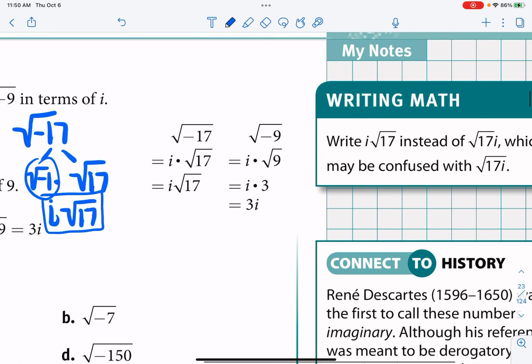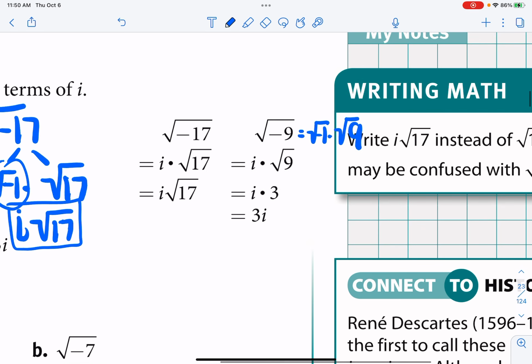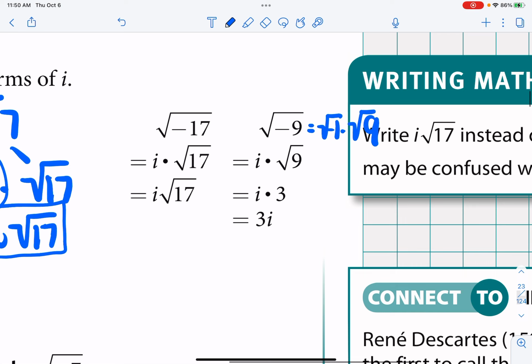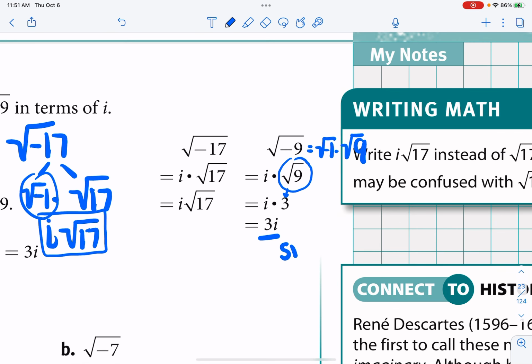The square root of -9, you're going to start off by writing as the square root of -1 times the square root of 9. The square root of -1 is i, so that's the next line, times the square root of 9. But here's the thing, you can simplify even further. The square root of 9 is 3, so instead of the square root of 9, you would have i times 3, which is 3i. So make sure you're simplifying all the way.